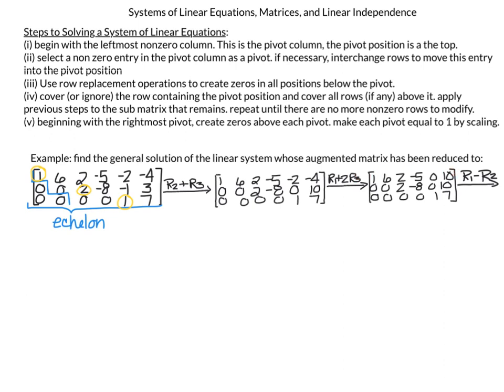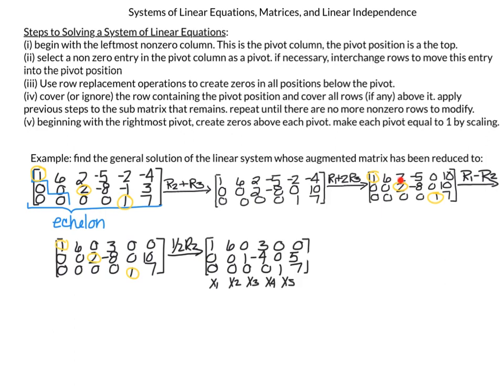So far I have 1, 6, 2, minus 5, 0, 10 for the first row. Then 0, 0, 2, minus 8, 0, 10 for the second row. And the last row is 0, 0, 0, 0, 1, 7. So now this first pivot column has been taken care of.